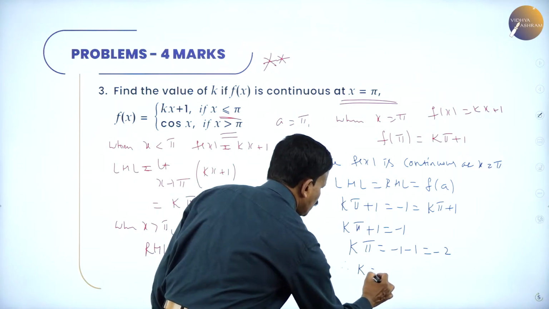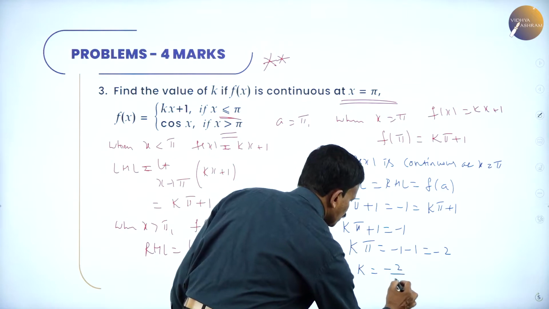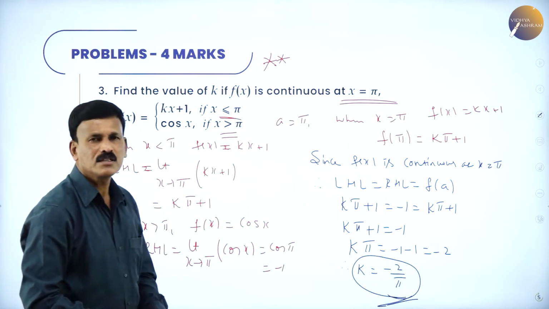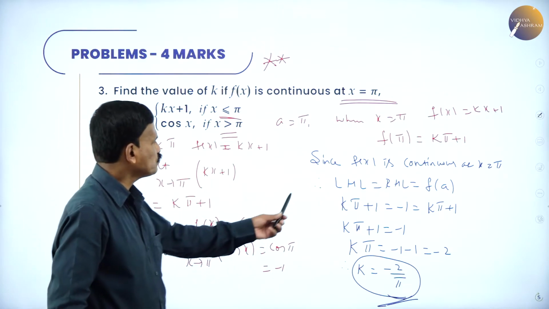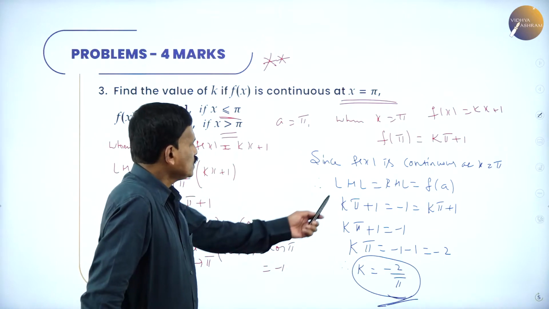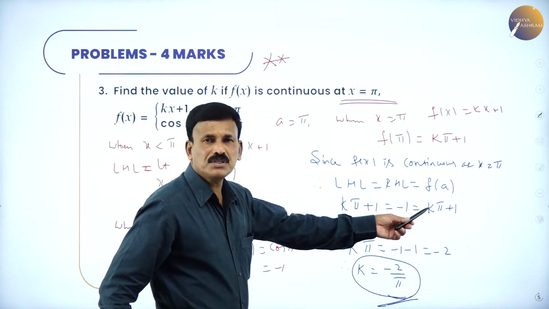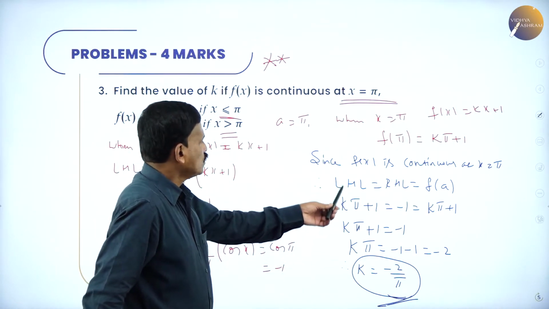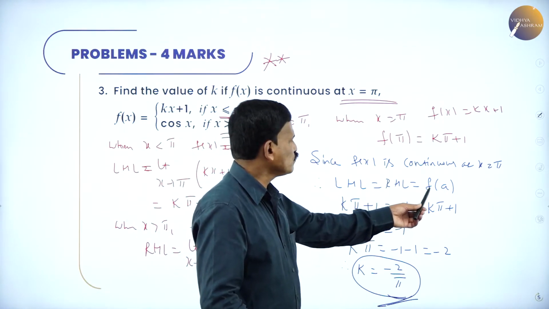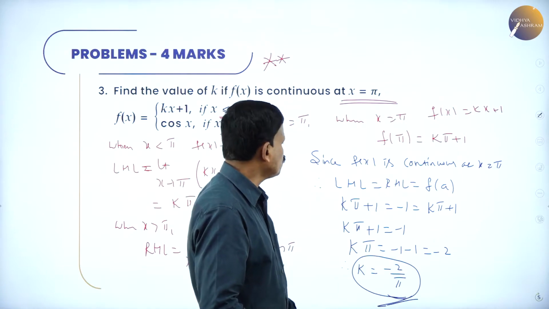Therefore, the value of k is equal to minus 2 divided by pi. That's it. This is a very, very important problem. See here. Since f of x is continuous at x is equal to pi, therefore left hand limit is equal to right hand limit is equal to functional value. So left hand limit k pi plus 1 is equal to right hand limit minus 1. Functional value is also equal to k into pi plus 1.